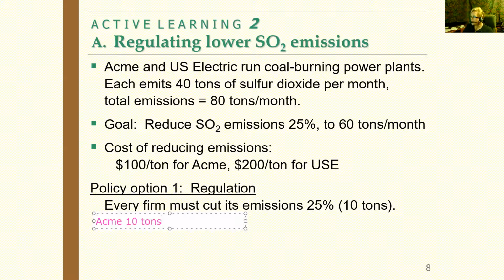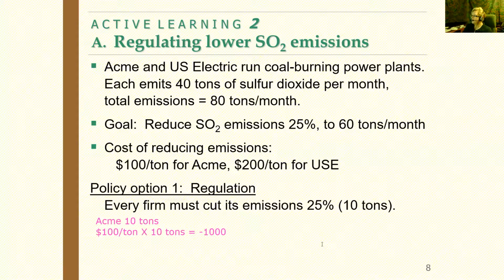The problem tells us that it costs $100 per ton to reduce emissions, and they have to reduce 10 tons to get under the threshold of 30 tons. And so the cost, and I'm going to use this as a negative because it's a cost to the company, is $1,000. Okay, we're going to do the same thing then with US Electric.